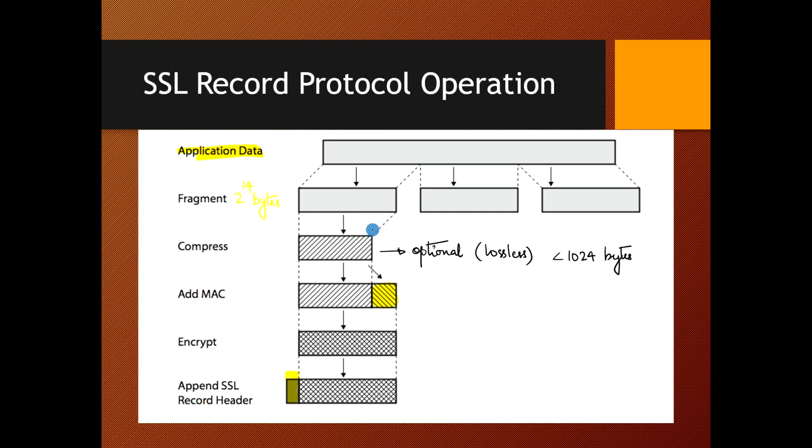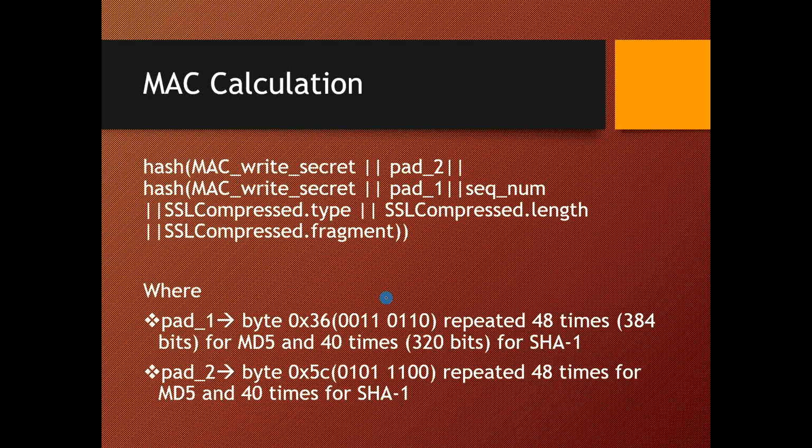Once the compression is complete, whether it is compressed or not, we are going to add the MAC, that is the message authentication code, to the compressed data. If we are not compressing, we directly consider it as a fragment. Now for this purpose, you need to know how we should compute this particular MAC, the message authentication code. Here you can see we have the code for computing the MAC.